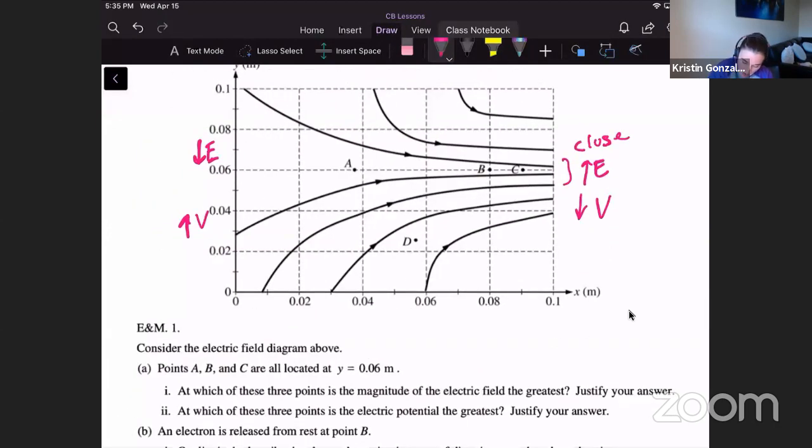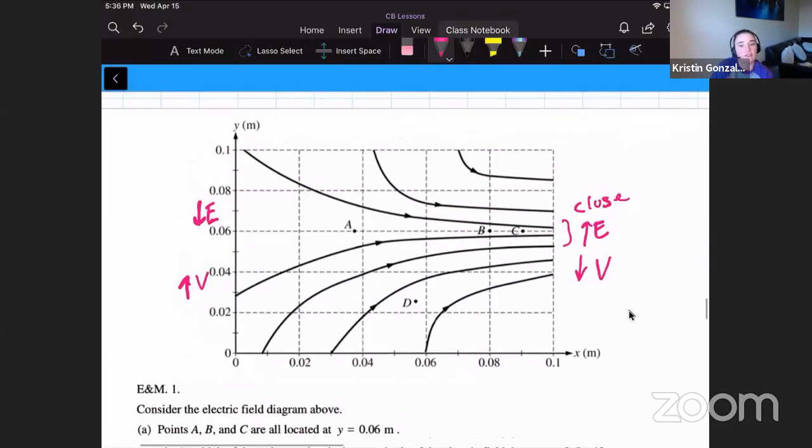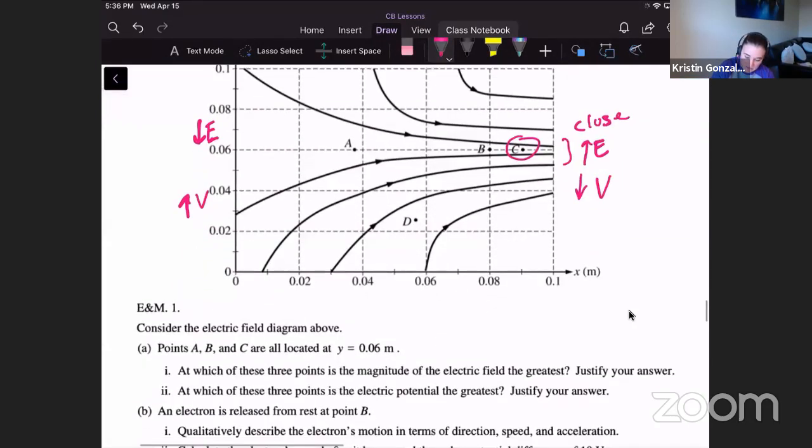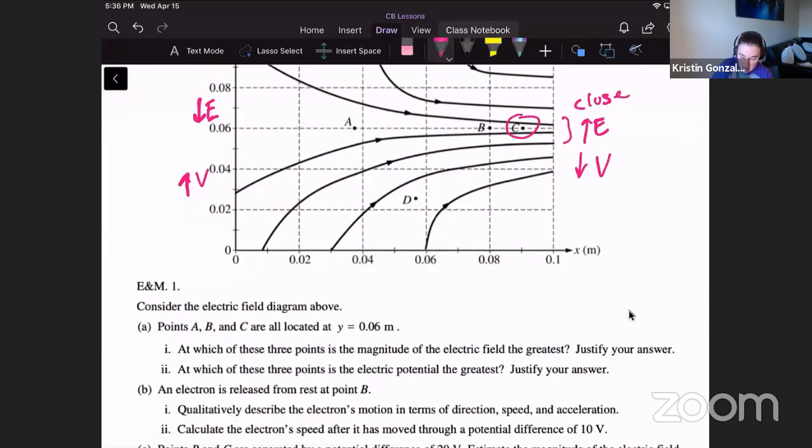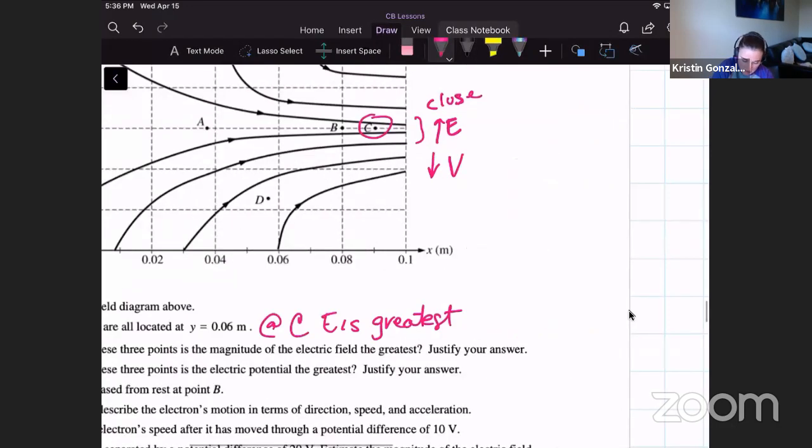Which of these points, A, B, or C, is going to have the greatest magnitude of electric field? Well, if we were already looking through those diagrams and thinking about it, we know that it's going to be greatest at C. What would we write for our justification? We want to use those good physics terms in our justification. So at C, it's the greatest. And how do we know it's the greatest? Well, it's because the electric field lines are closest together.